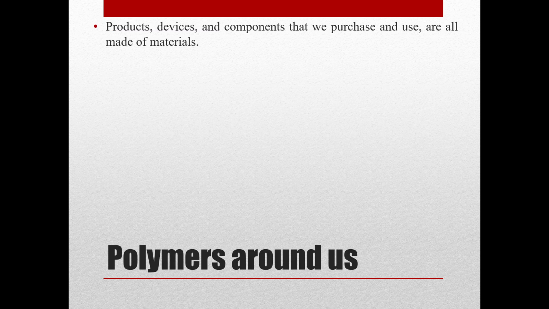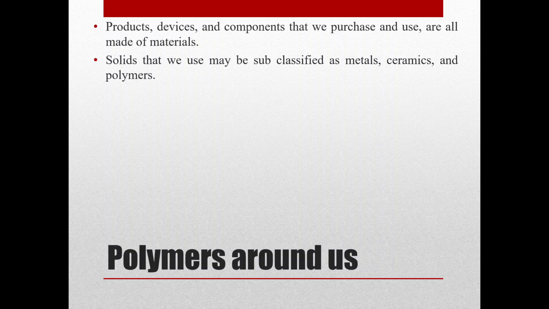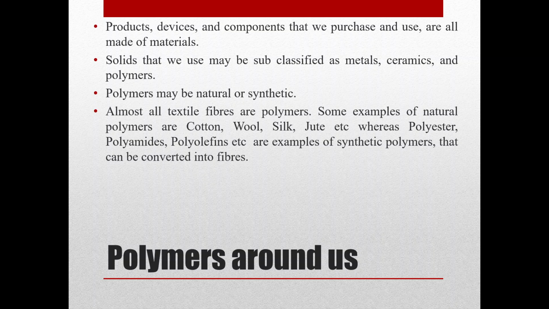The products, devices, and components that we purchase and use are all made up of materials, and solids that we use may be subclassified as metal, ceramics, or polymers. So polymers may be natural or synthetic. Almost all textile fibers are polymers. Some examples of natural polymers are cotton, wool, silk, jute, etc., whereas polyester, polyamides, polyolefins, etc., are examples of synthetic polymers that can be converted into fibers.